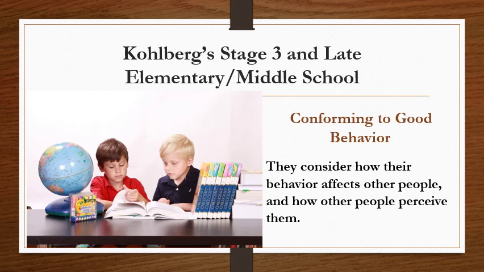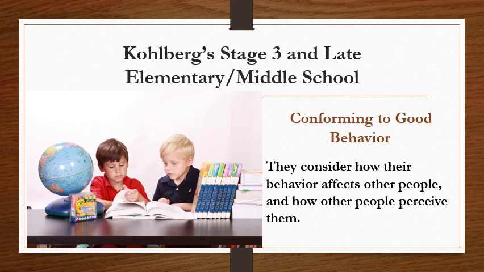Kohlberg stage 3 and late elementary and middle school kids. Most children reach stage 3 between the ages of 10 and 13. In this stage, children begin to think more about the other people around them. They consider how their behavior affects other people and how other people perceive them.